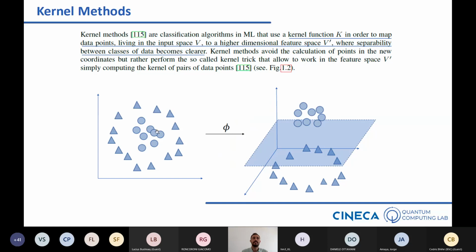What happens if your data set is not linearly separable? What you usually do in a support vector machine, which is an example of kernel methods, is map your initial space into a higher dimensional space where linear separability applies, using this mapping. But actually you don't need to know the mapping. All you need to know is the kernel function, which basically tells you how the scalar product behaves in this higher dimensional space.